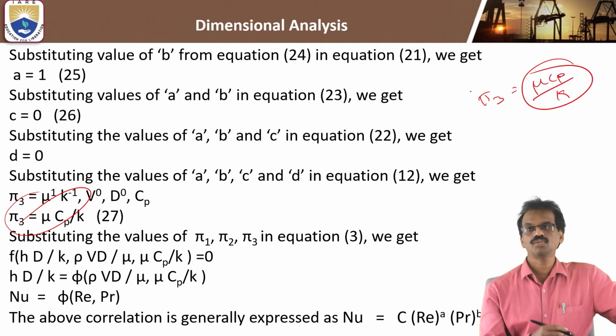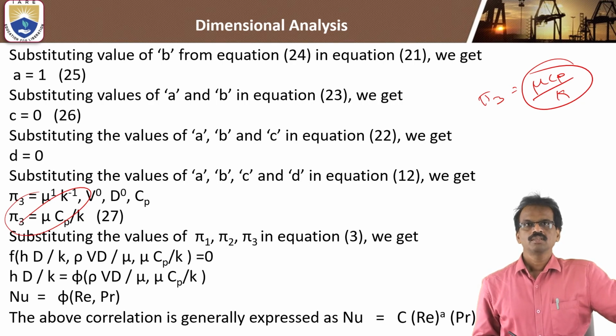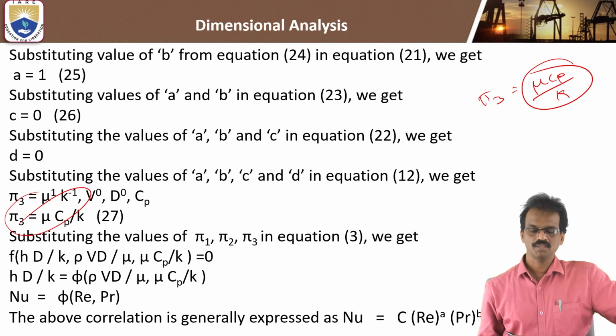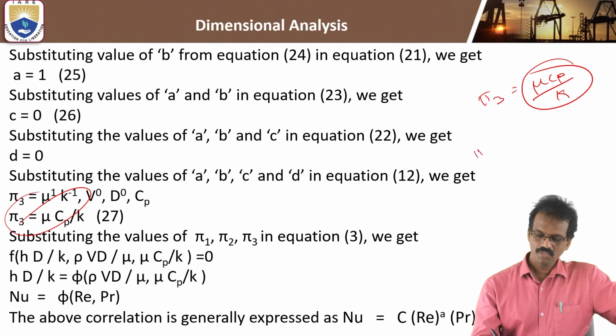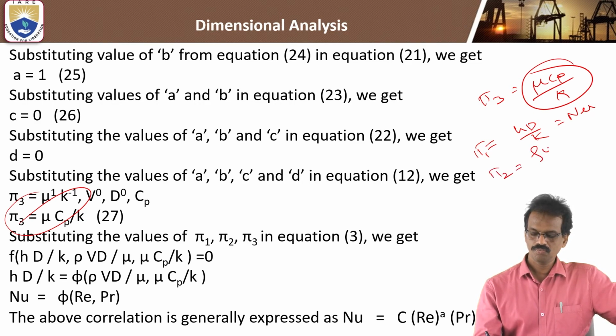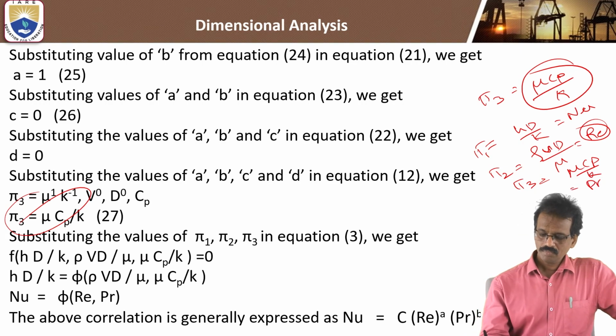Mu Cp by k, you know that this is the thermal diffusivity relationship, the Prandtl number. So finally, pi 1 is hD by k, and you know that this is the Nusselt number. Pi 2 is equal to rho vD by mu, and you know that this is the Reynolds number. Pi 3 term is equal to mu Cp by k. So this is nothing but the Prandtl number. Okay, you know the formula.